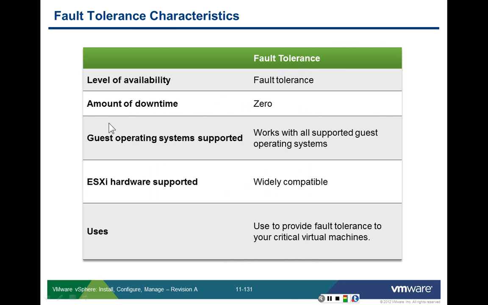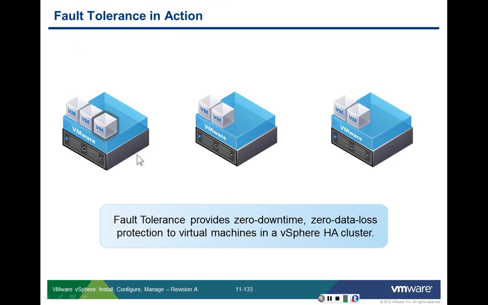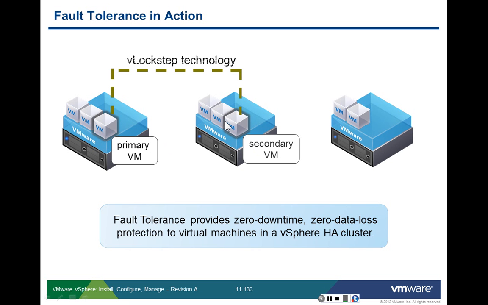With fault tolerance, with high availability, the downtime can be seconds or minutes. But with fault tolerance, the downtime is 0. Let's look at fault tolerance in action. This is the primary virtual machine, and a replica, a mirror copy, is running, called the secondary virtual machine. Lockstep technology is the software that replicates the first virtual machine to the second virtual machine. If the first virtual machine crashes, then the second virtual machine takes over.